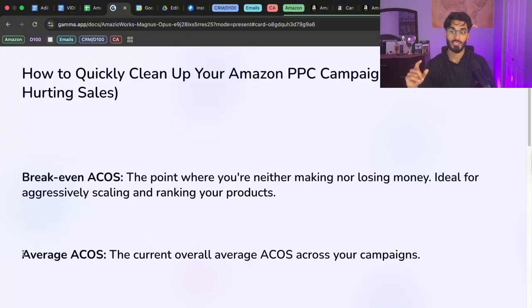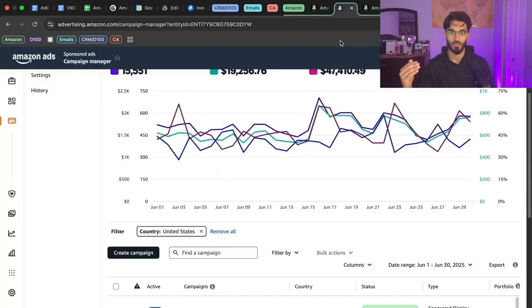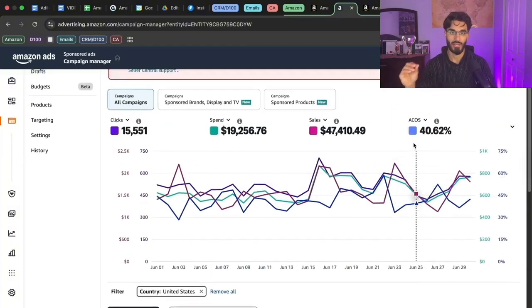Second thing you want to figure out is your average ACOS. This is the current overall average ACOS across your campaigns. If you don't know how to do that, go into Seller Central and sort by the last 30 days. For example, for this account, one of our clients, their ACOS on average is 40%. So 40% is the average that we want to take for this one.